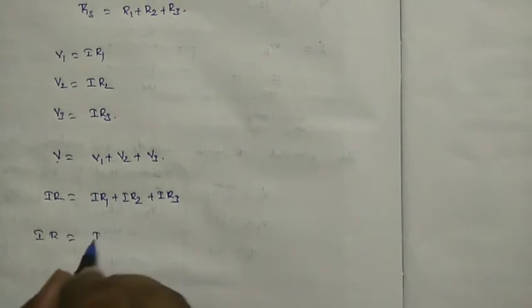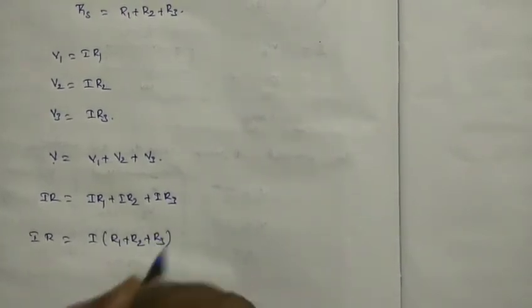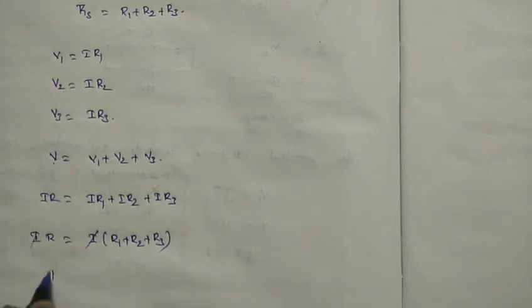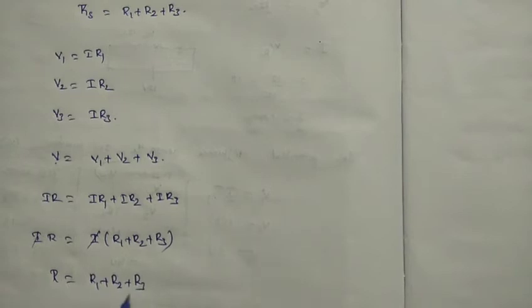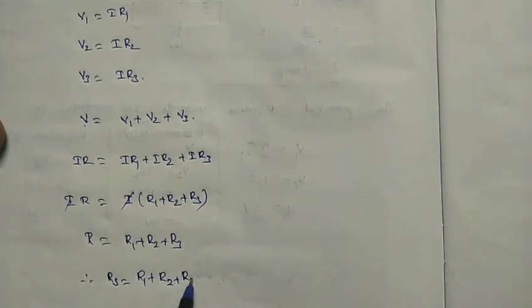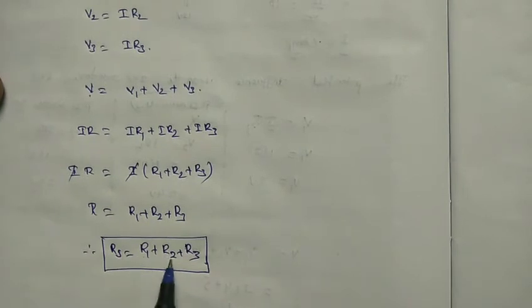Therefore IR is equal to I common, R1 plus R2 plus R3. So I should be cancelled. Then R is equal to R1 plus R2 plus R3. Therefore the series resistance RS is equal to R1 plus R2 plus R3. So this is the series combination of resistance of the circuit. So that's why we have R1, R2, R3.